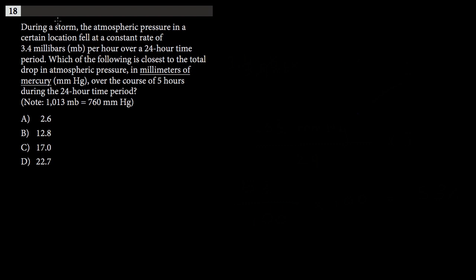Question 18 reads, during a storm, the atmospheric pressure in a certain location fell at a constant rate of 3.4 millibars per hour over a 24-hour time period. Which of the following is closest to the total drop in atmospheric pressure in millimeters of mercury over the course of 5 hours during the 24-hour time period?